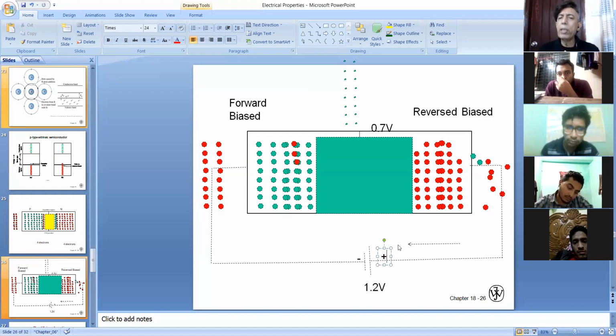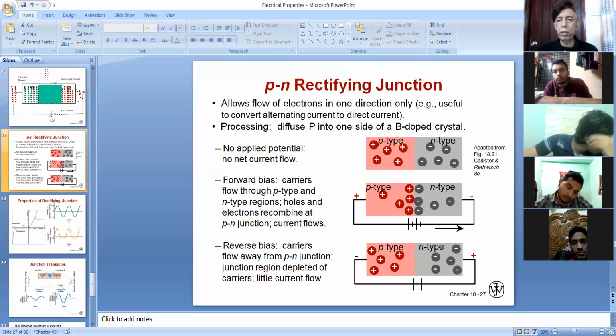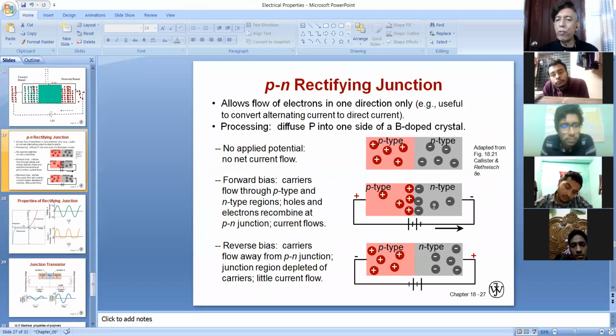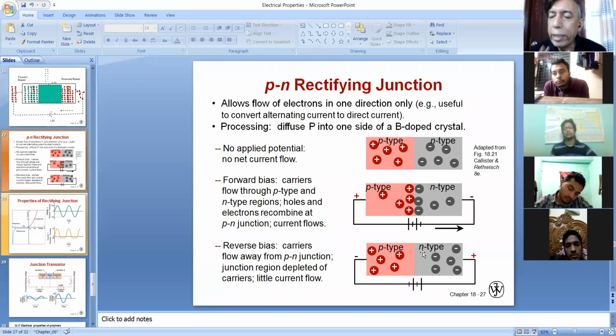So in a PN junction, you will find forward bias and reverse bias. In case of forward bias, the positive charge and negative charge are coming closer together, and you will find electricity. And in case of reverse bias, the positive charge and negative charge are distancing apart, and you will not find any electricity.